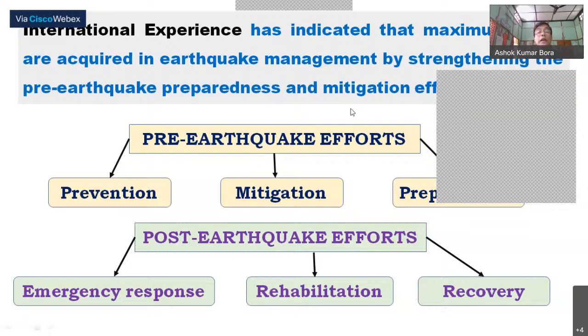So that is why I am emphasizing these two aspects: pre-earthquake efforts and post-earthquake efforts. Pre-earthquake efforts include prevention, then mitigation, then preparedness. Then post-earthquake efforts: emergency response, rehabilitation, and recovery. So these are the issues my previous speaker has highlighted, and that is why I have said that international experience tells us about the ways by which we can go for proper management of earthquake hazards.